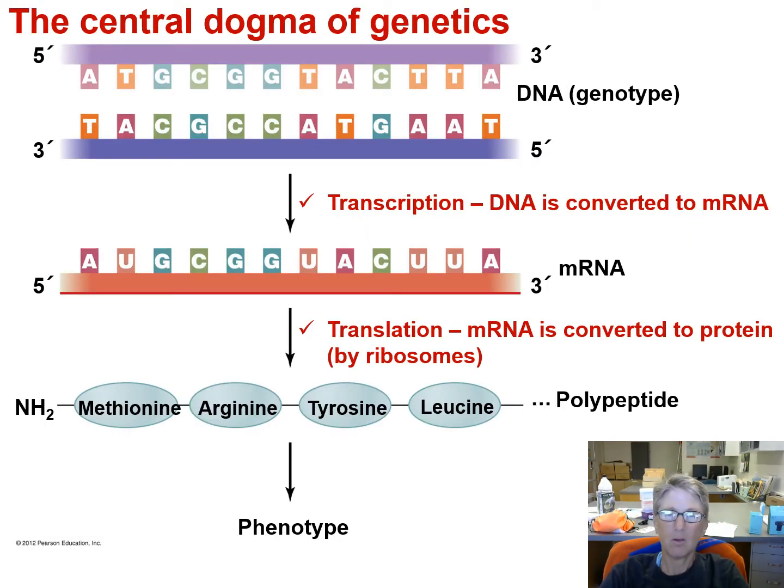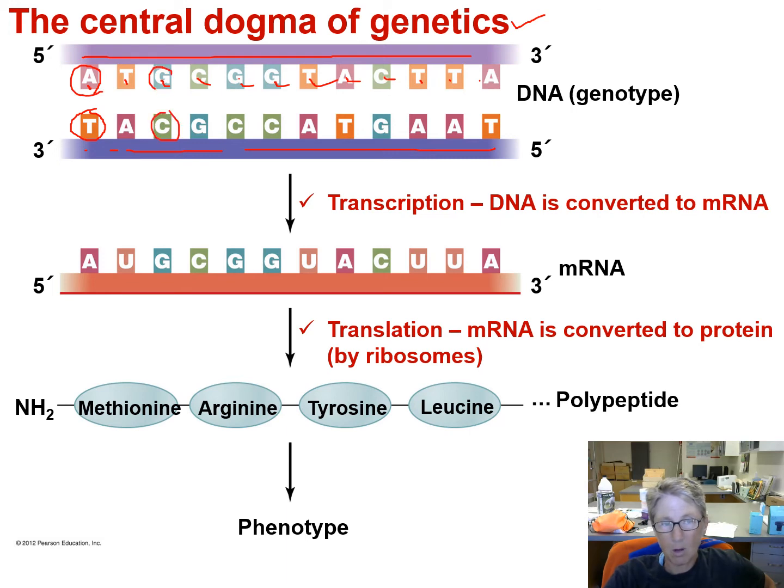So this is the cartoon showing the central dogma of genetics, or the central dogma of biology. Let's look at the top. Here's DNA. DNA is double-stranded, and here's the nucleotide sequence: A, T, G, C, G, G, T, A, C, T, T, A. That's the nucleotide sequence. And then here's the complementary base pair. So T always binds with A, remember, and G always hydrogen bonds to C.